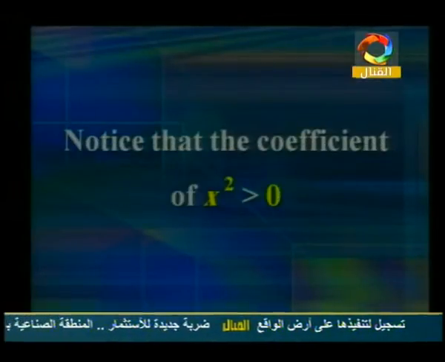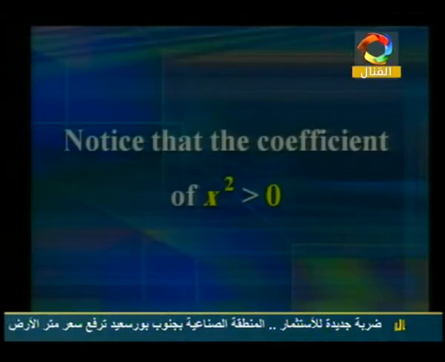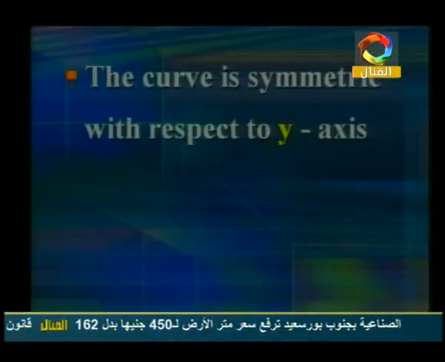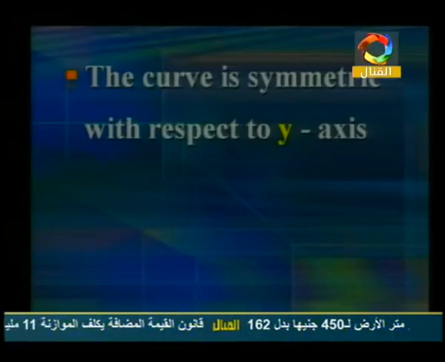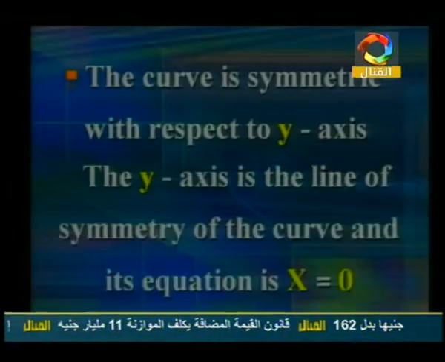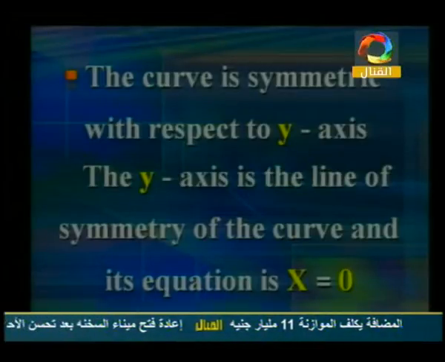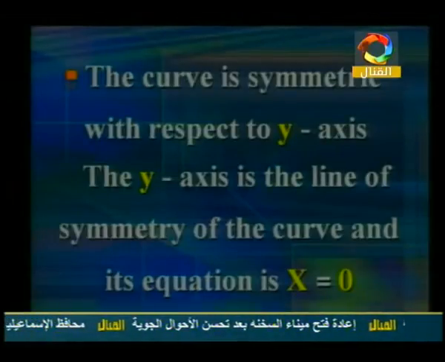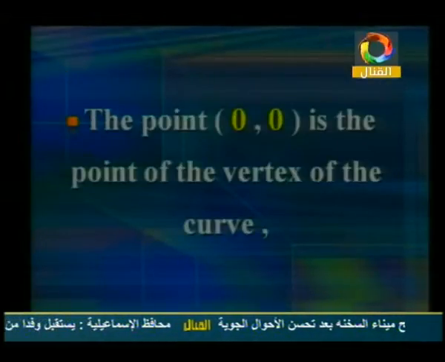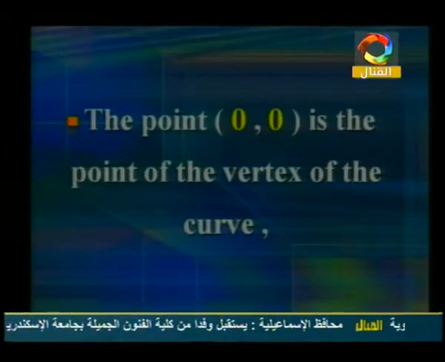Note that the coefficient of x power 2 is bigger than 0, the curve is symmetric with respect to the y-axis. The y-axis is the line of symmetry of the curve, and its equation is x equals 0. The point (0, 0) is the vertex of the curve.